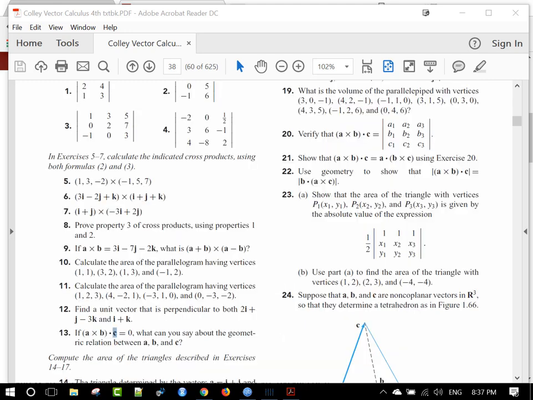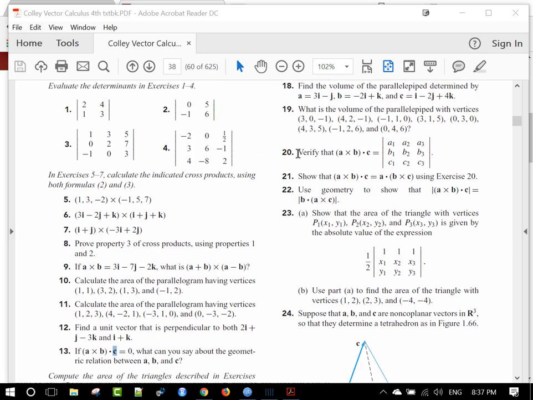So what do we have? Either A and B have to be parallel, or C has to be 0. I guess that's what we can say. And here they ask us to verify what they call this beautiful formula. So verify this beautiful formula. So I'll leave that to you.